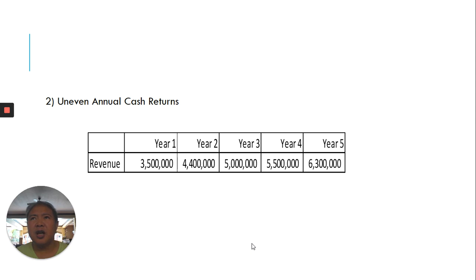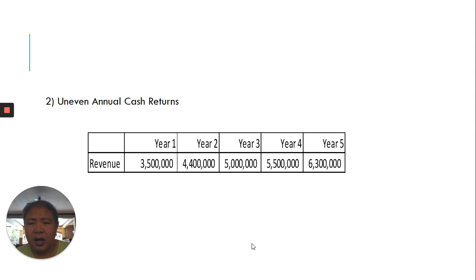Now what if the annual cash returns are not the same? Let's take a look at this example. For instance, in the first year the revenue is 3.5 million, year 2 4.4, year 3 5 million, year 4 5.5, year 5 6.3. Why is this? Several factors. Number one, there could be some escalation on the rental, a 5-10% increase, because this is commercial. Number two, perhaps in year one the building is not yet fully occupied. They may not have reached their maximum occupancy in the first year. That's why the rental income would go up.